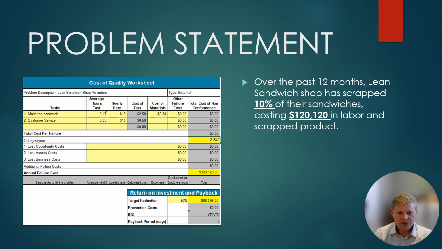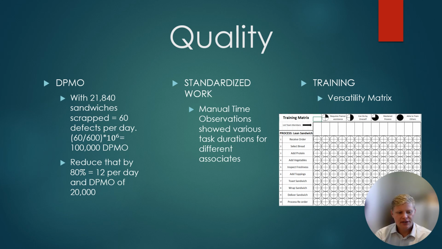So for our goal, if we can reduce our scrap rate from 10% down to 2%, we'd save just over $96,000. Starting with quality, our defects per million opportunities for our current case is at 60 defects per day, which is 100,000 DPMO. If we can reduce that by 80%, that'll give us 12 defects per day at 20,000 DPMO.